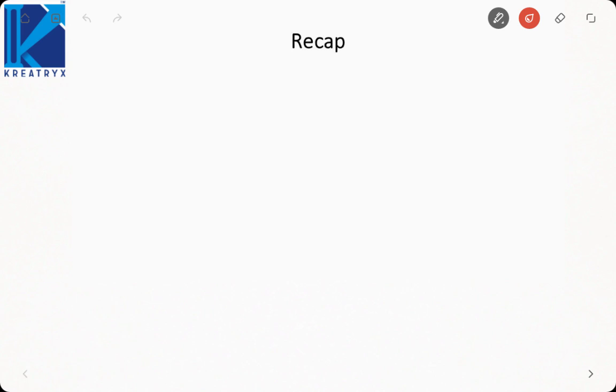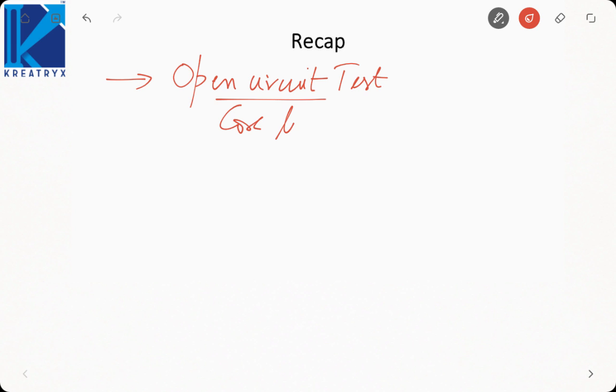Hi guys, in the last lecture we covered how to determine the circuit parameters of the equivalent circuit of a transformer. For that we studied two types of tests. One was the open circuit test. In the open circuit test we determined core losses and the shunt parameters of the transformer equivalent circuit, R0 and X0.